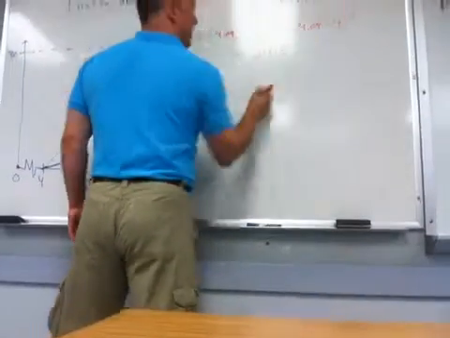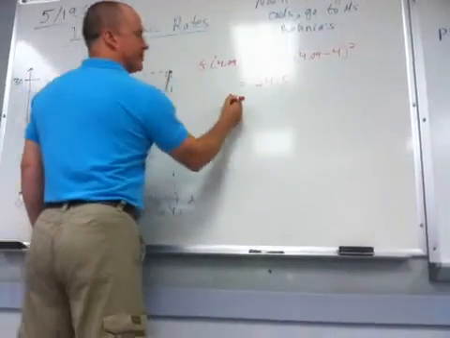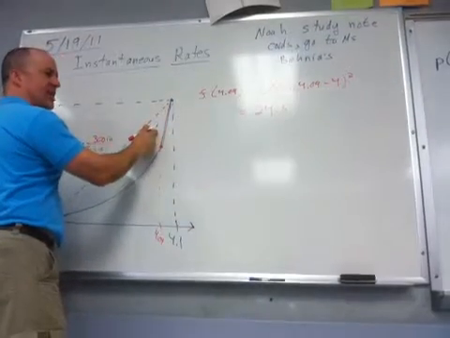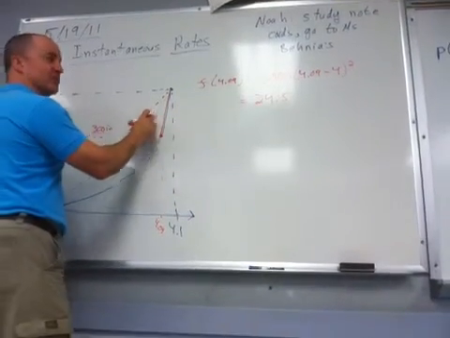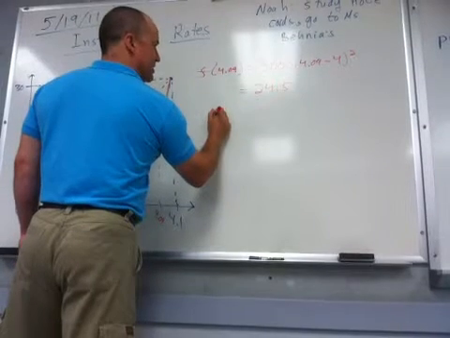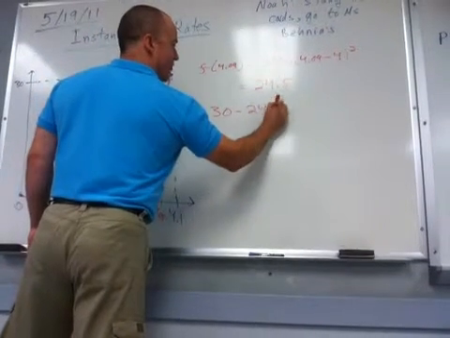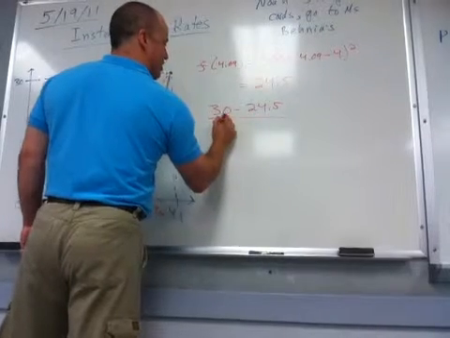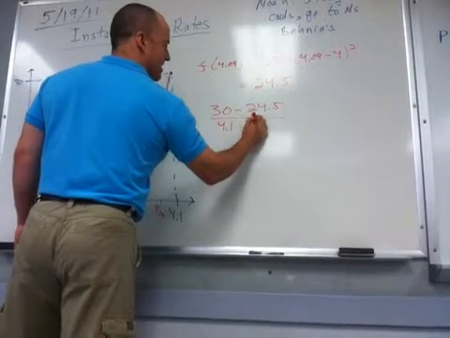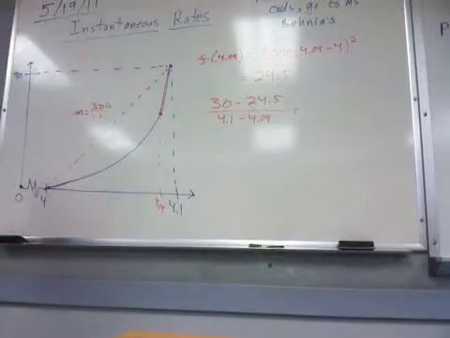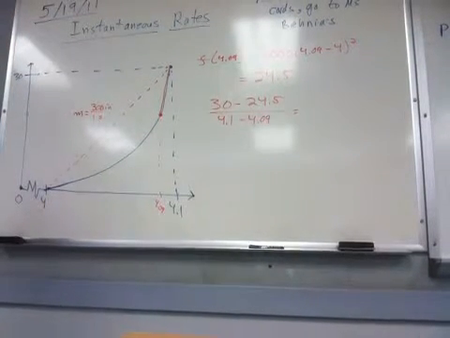Okay, so now, here's what we do. This is working. So now we're going to find the slope of this line, which will be the average speed over a smaller interval. So now d2 minus d1 is 30 inches minus 24.5 inches over 4.1 seconds minus 4.09 seconds. Is this us manipulating that? Yes.